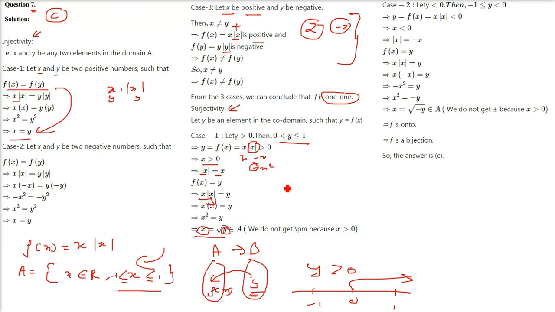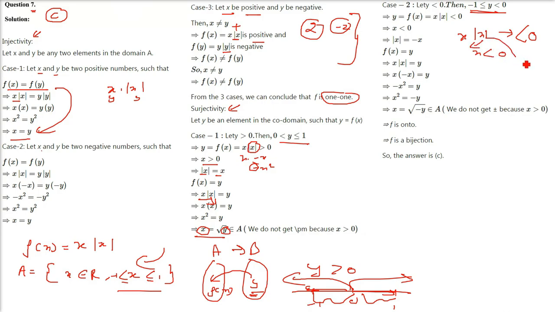This is case 1. Now coming to case 2. In this case, we have taken from 0 to 1. Now let us start from -1 till 0. So this is the condition we are talking about. Y is in between -1 and 1. So y equals fx, x into mod x. Now since y is negative, mod x has to be negative. Means when you take out a value out of this mod, it has to be negative. Right? So mod x will be negative.